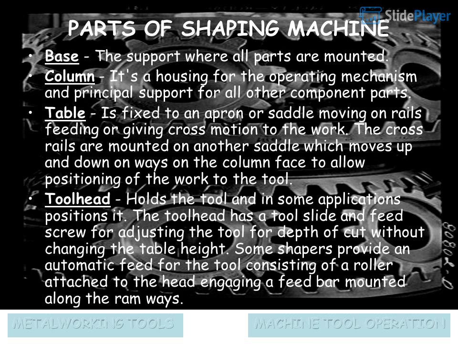Parts of shaping machine. Base, the support where all parts are mounted. Column, a housing for the operating mechanism and principal support for all other component parts. Table, fixed to an apron or saddle moving on rails, feeding or giving cross motion to the work. The cross rails are mounted on another saddle which moves up and down on ways on the column face to allow positioning of the work to the tool.